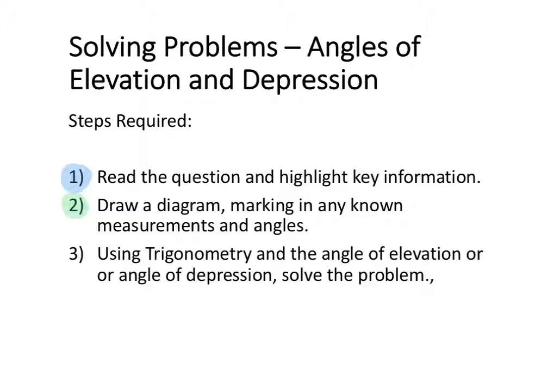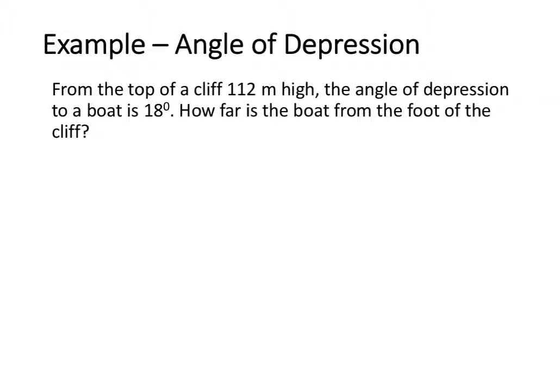Once you have done your diagram, you can use trigonometry and the angle of elevation or depression to solve the problem. So let's have a look at an example of how to solve a problem involving an angle of depression. So in this example, we're given the information that we're standing on the top of a cliff that is 112 meters high. Now the angle of depression to the boat is 18 degrees. And we want to know how far is the boat from the foot of the cliff.